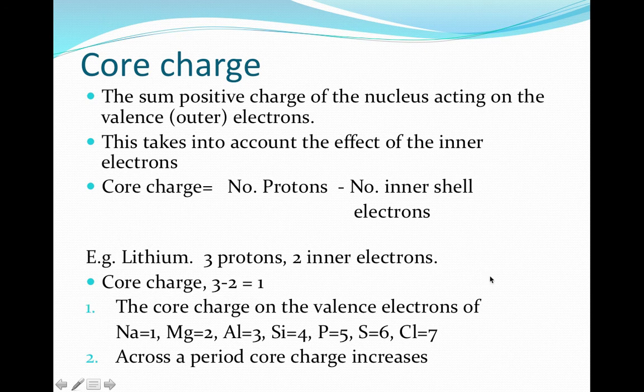which means as we go left to right across a period, the core charge increases. As we go down a group, they've all got the same number of outer shell electrons, so core charge stays the same.